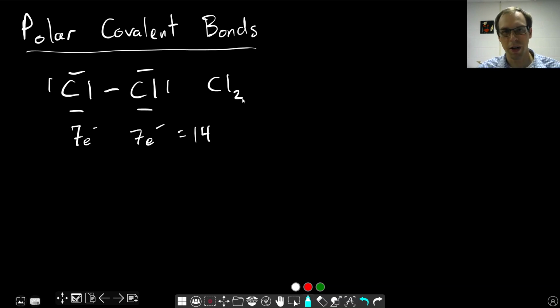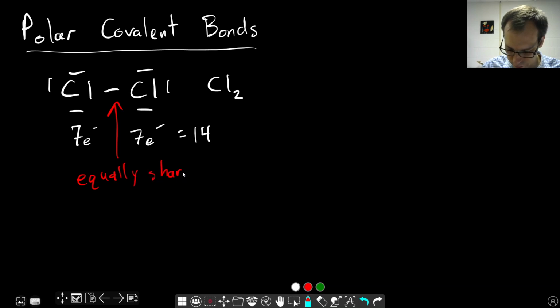Now, our 2 chlorine atoms both like electrons the same amount. They both prefer to have the same amount of electrons. So this is a purely covalent bond because the 2 atoms are exactly the same. These electrons in the middle here, I'll use a different color, are completely equally shared. So there's no preference for either chlorine to have more of the electrons to itself.